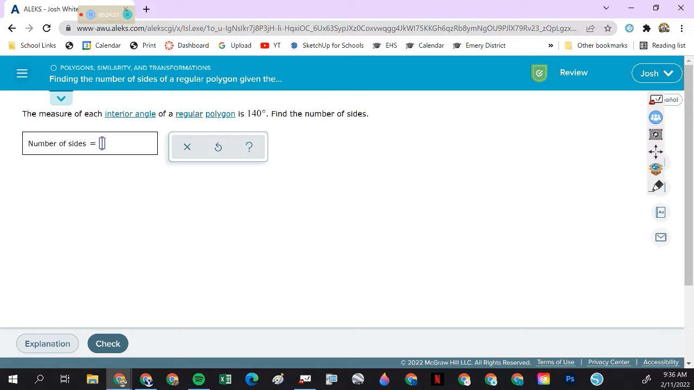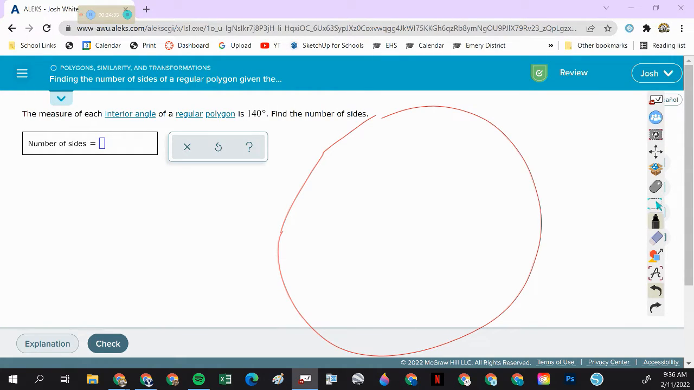All right. We have a shape. I don't know how many sides it has. But this right here is 140 degrees. How many sides does that shape have? How are we going to figure that out? Well, how many 140s are there?